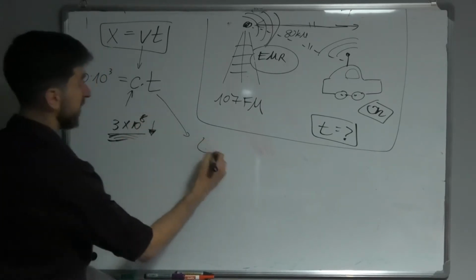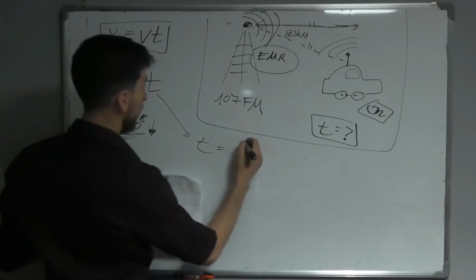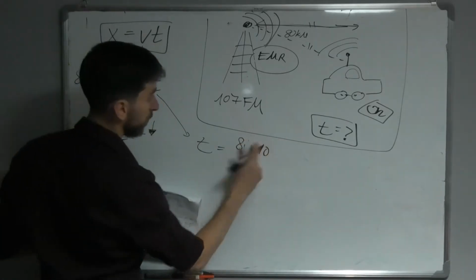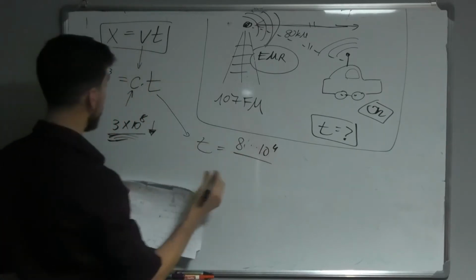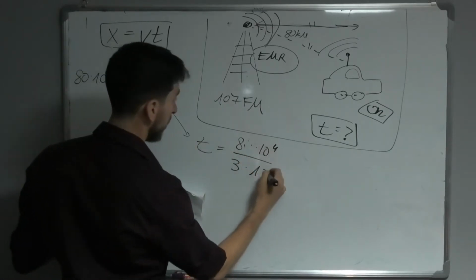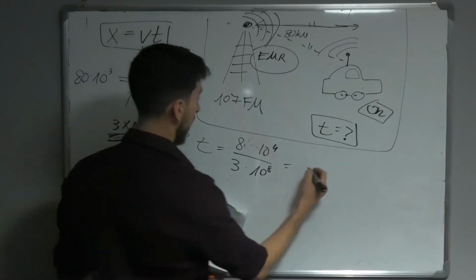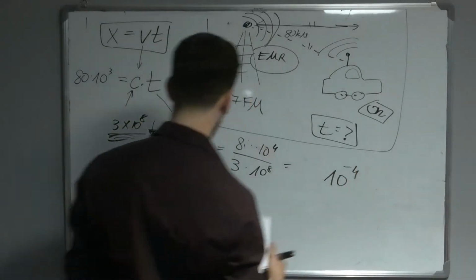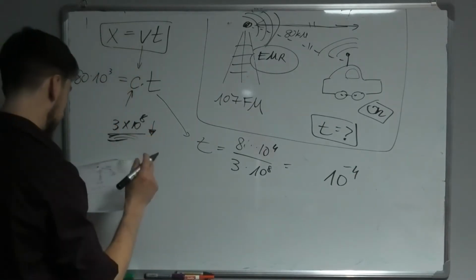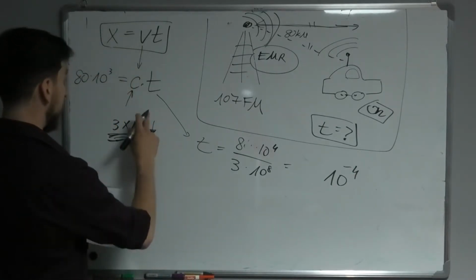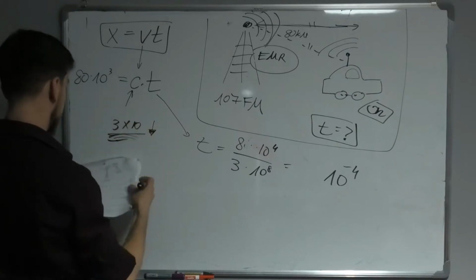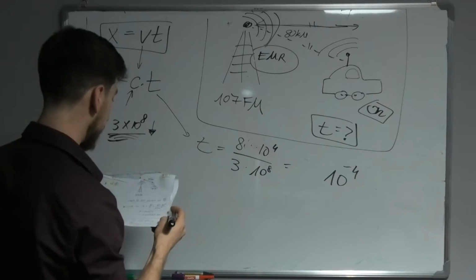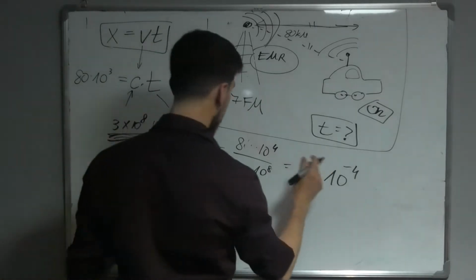So I can get t out of the equation, which is 80 multiplied by 10 to the 4th, right? Delete a 0. Here 3 multiplied by 10 to the 8. So in general we have 10 to the minus 4. Sorry, this is 10 to the 8. This is 10 to the 6. Sorry about that. Never mind, this is not the issue.